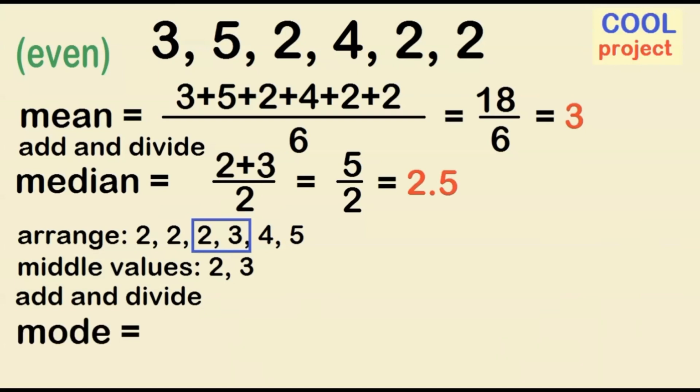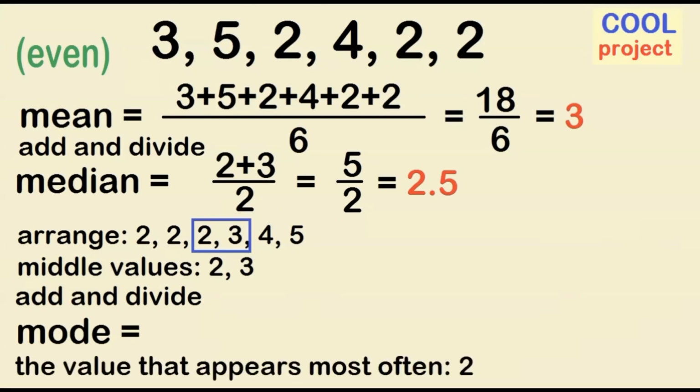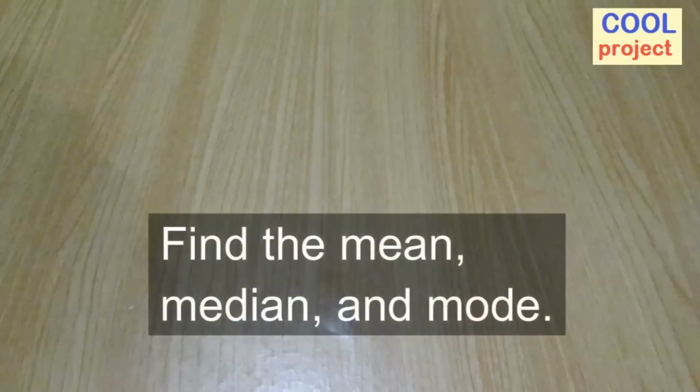Mode is the value that appears most often. 2 appears 3 times, so the mode is 2. Note that the number of data values here is even. Try this. Find the mean, median, and mode.